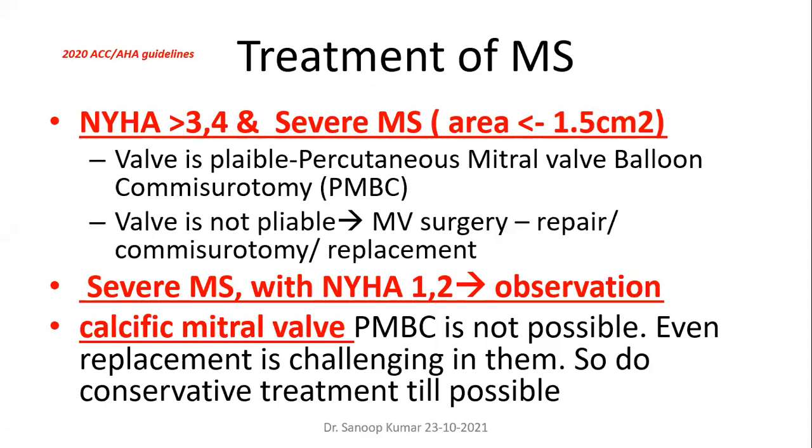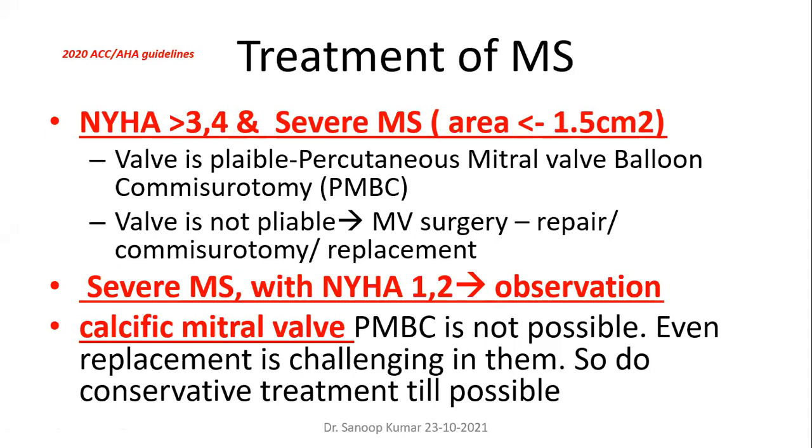If you are having NYHA 3 or 4, and you are having severe MS, that is valve area less than 1.5 centimeters square, and the valve is pliable for repair, you should do a percutaneous mitral valve balloon commissurotomy. What does that mean? If you are symptomatic and severe MS is there, through your arterial line, take a catheter into your left atrium, keep a balloon there and dilate the stenosed valve. That is known as percutaneous mitral valve balloon commissurotomy.